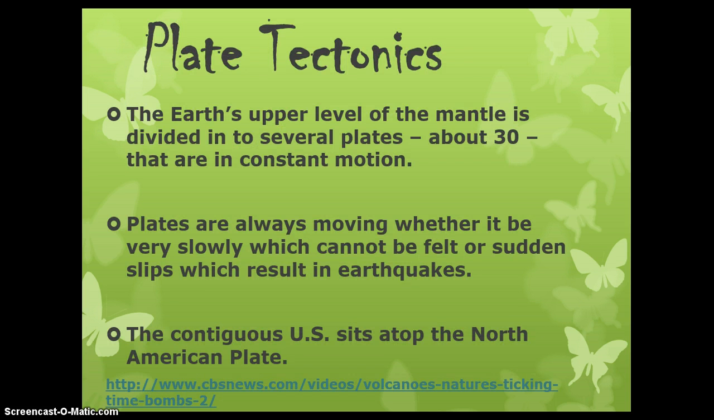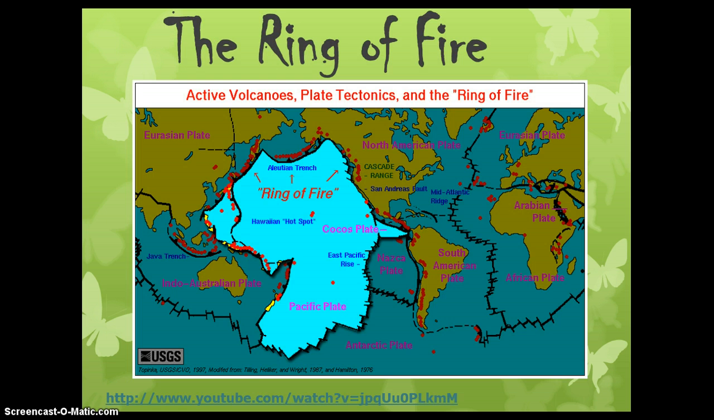Plate tectonics. This is the idea that the Earth's upper level of the mantle is divided into several plates, about 30 that are in constant motion. The plates are moving even right now. We don't feel the movement because it is very gradual and slow. When the plates slip and we feel sudden movement, we feel that in the form of an earthquake, and probably will be the only time that you actually feel the plates move. The contiguous United States sits atop the North American plate.